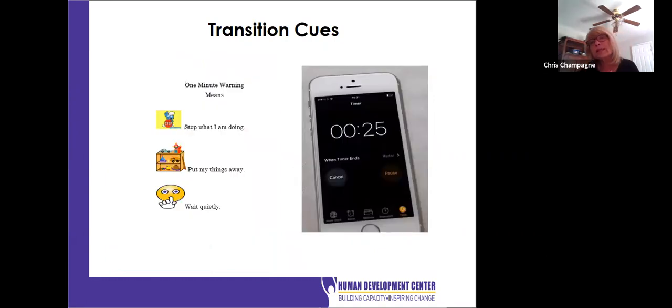So again, just an example, you can use your phone to set a timer. And then the one on the left is just another example of a transition visual cue that tells the student, so I'm getting a 1-minute warning. What does that mean? What am I supposed to do? So this, again, for a younger kid, but you could put the same thing for older students who might need it with just different pictures. Stop what I'm doing, put my things away, and then wait quietly.